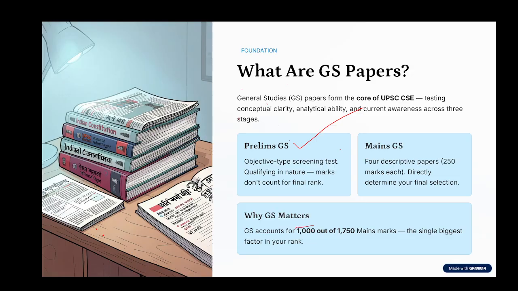So why does GS matter? Because it accounts for 1000 out of 1750 marks in mains. So the single biggest factor in your rank is the GS papers, right?